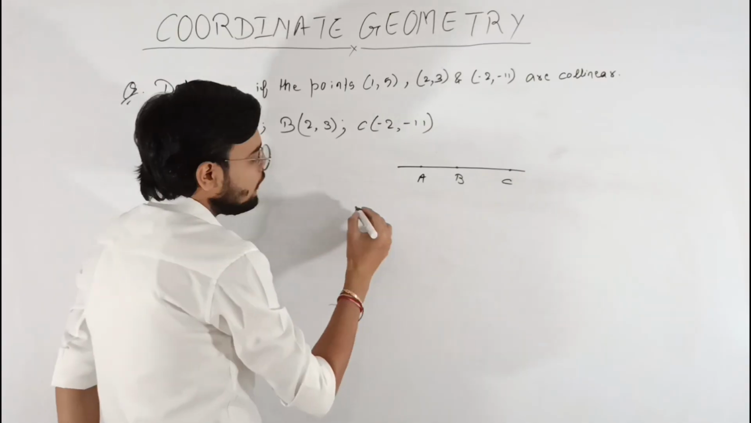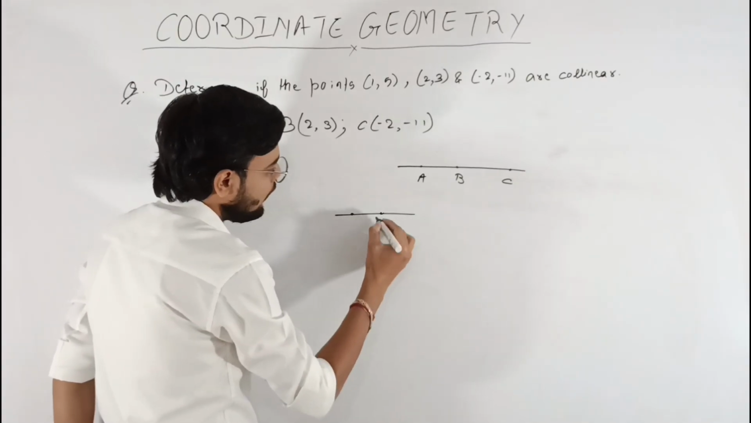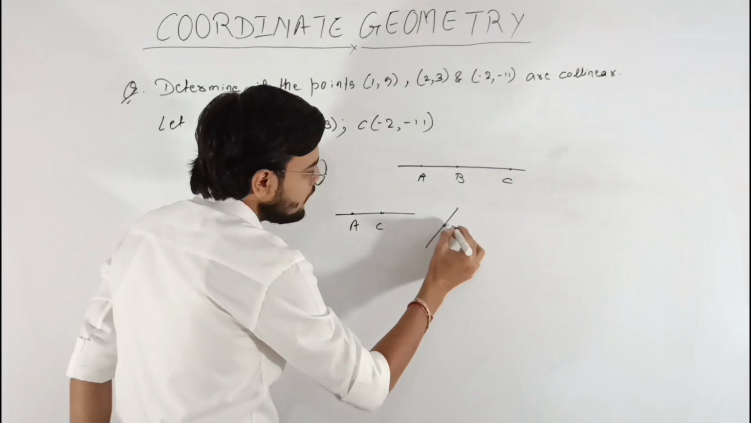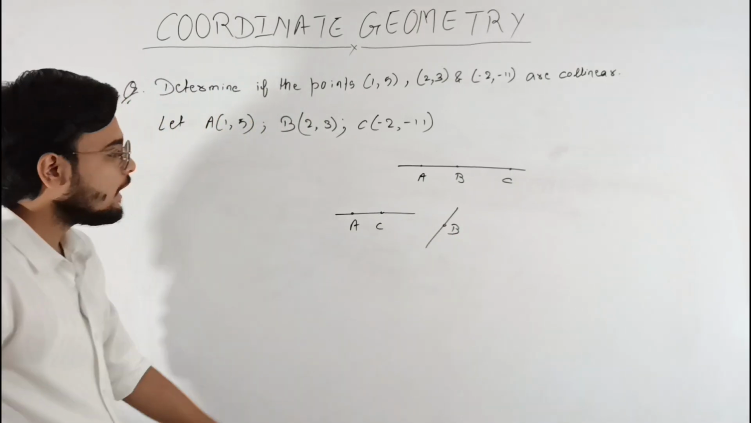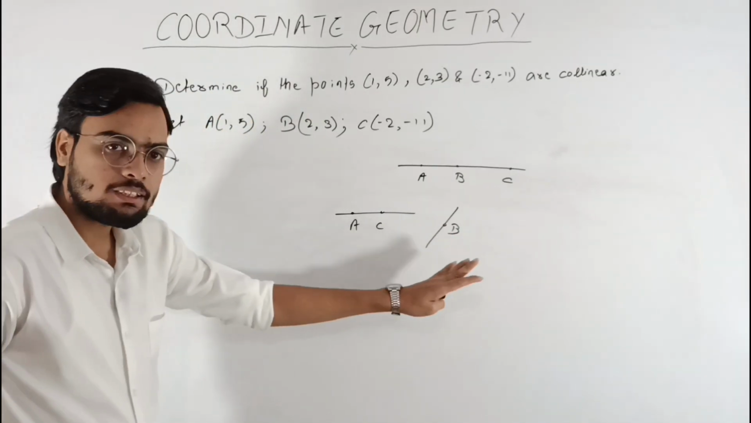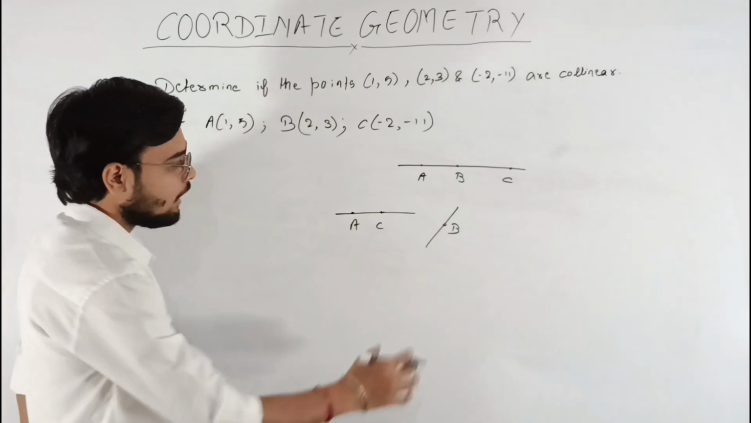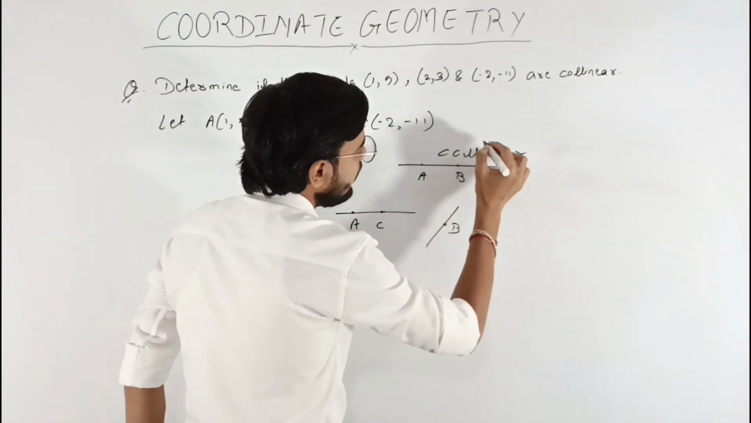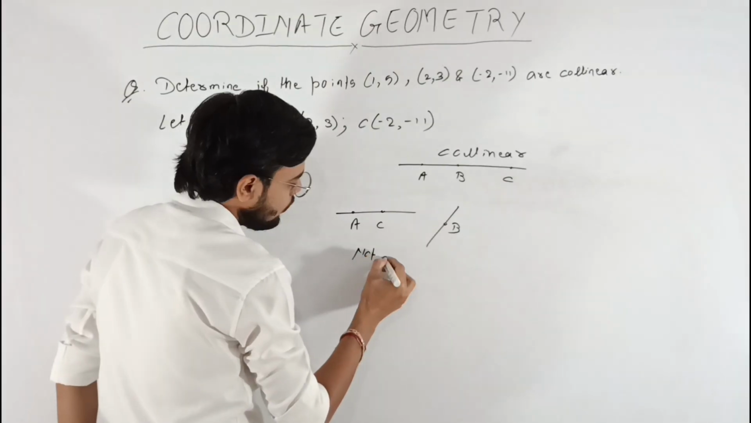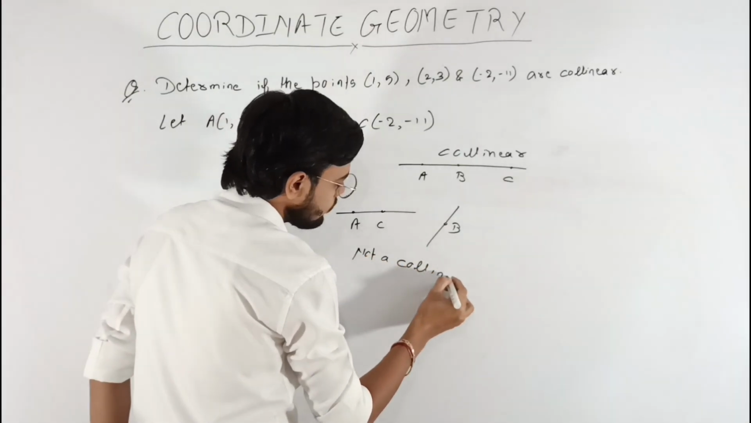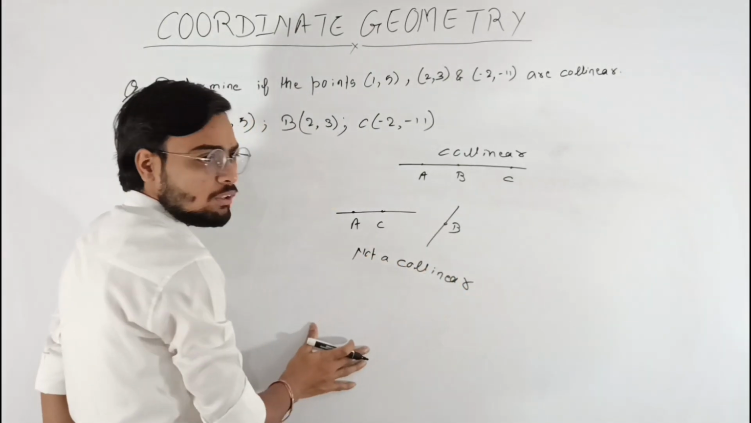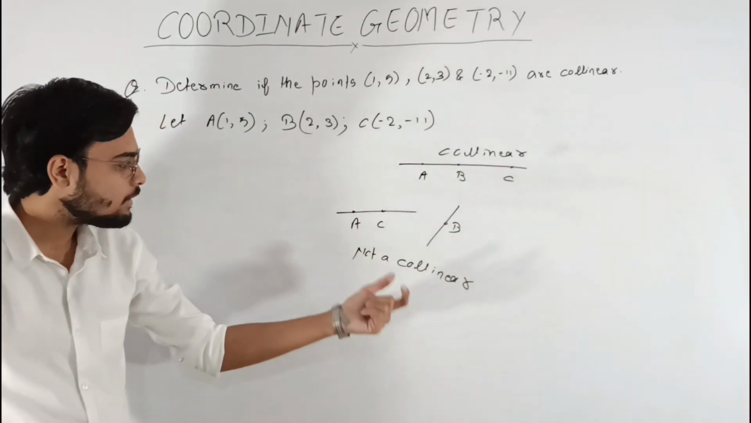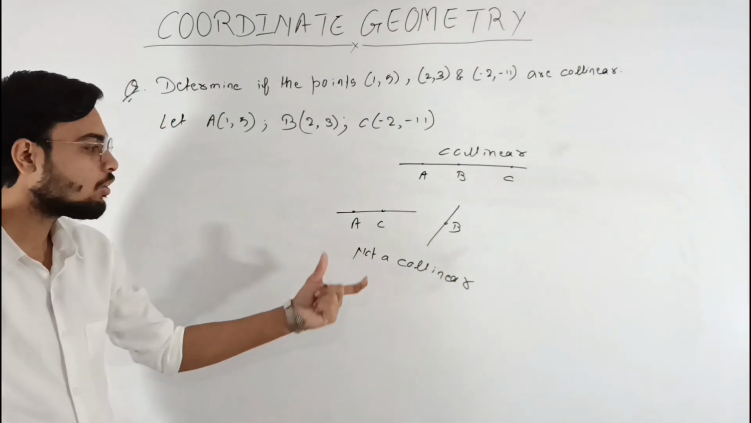And when these 3 points do not lie on the same line, suppose A and C lie on this line and point B lies on this line, then in this case we say A, B and C are not collinear. In this case this is collinear, in this case this is not collinear. Understood? When points lie on the same line, then collinear. When points do not lie on the same line, then this is not collinear.